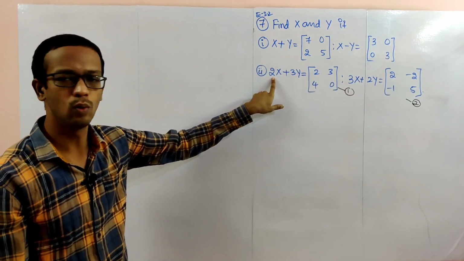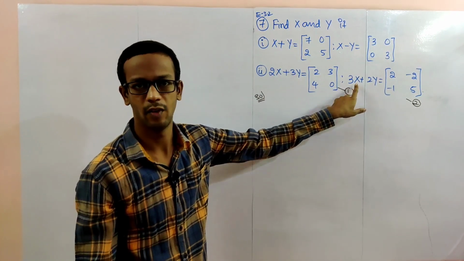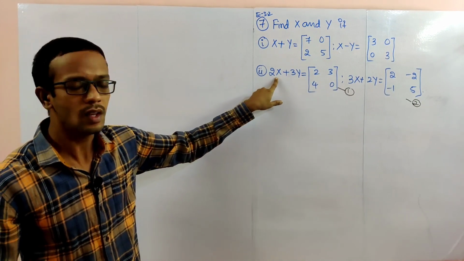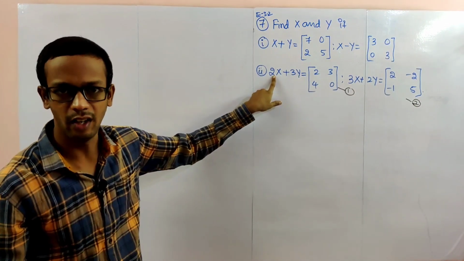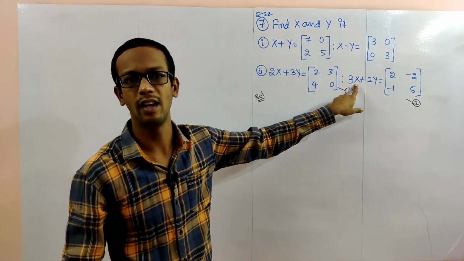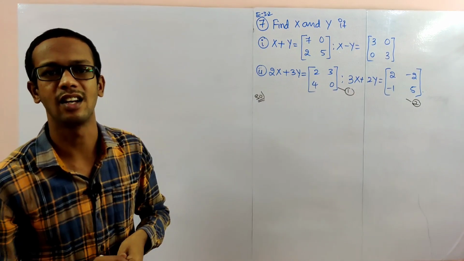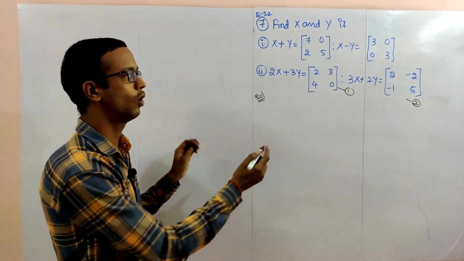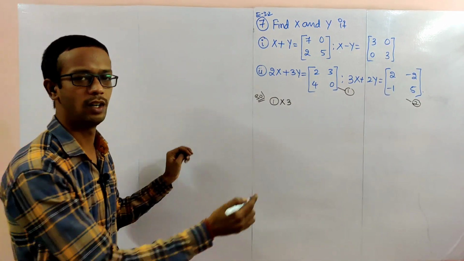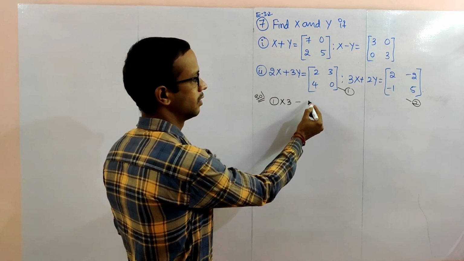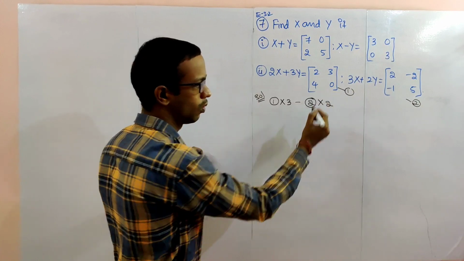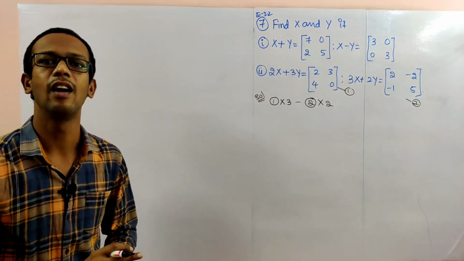You observe here 2 is there, 3 is there. We can't make the cancellation directly. So that's why I'll multiply by 3 here. 3 2s are 6 you will get. Here I'll multiply by 2. 2 3s are 6 you will get. Then we can make the cancellation, and we can find the y value. So equation 1 into 3 minus equation 2 into 2. Then we will get the y value.